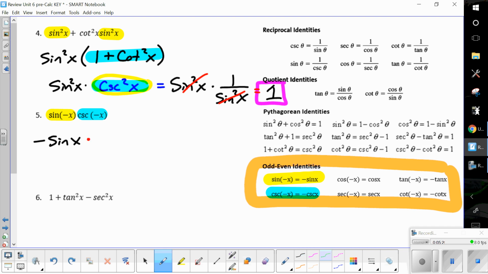Don't forget these are being multiplied. Here's the biggest mistake I see: people want to automatically switch to addition and subtraction. So it's negative cosecant of x. And then again, I'm going to roll back up to these top identities. I'm going to leave sine alone, but I can change this into 1 over sine. So now I have negative sine of x times negative 1 over sine of x. And these are going to cross cancel. And when I multiply two negatives, they make a positive. And again, my final answer here is 1.